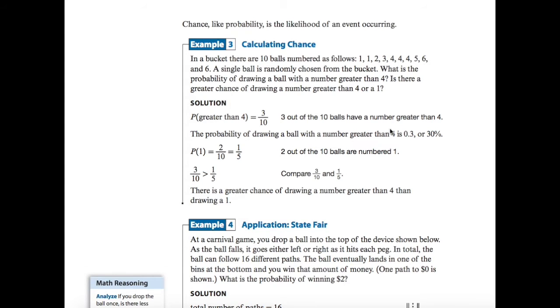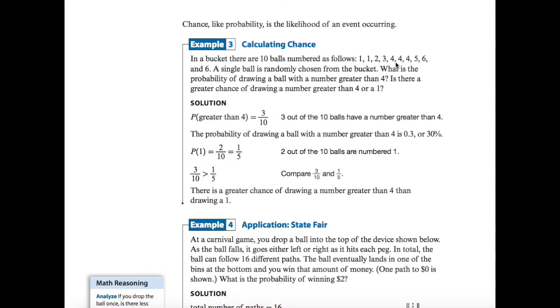Here's an example. In a bucket, there are 10 balls numbered as follows: 1, 1, 2, 3, 4, 4, 4, 5, 6, and 6. A single ball is randomly chosen from the bucket. What is the probability of drawing a ball with a number greater than 4? Is there a greater chance of drawing a number greater than 4 or a 1?